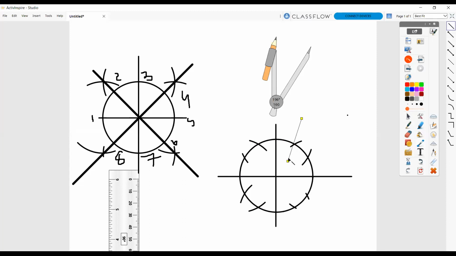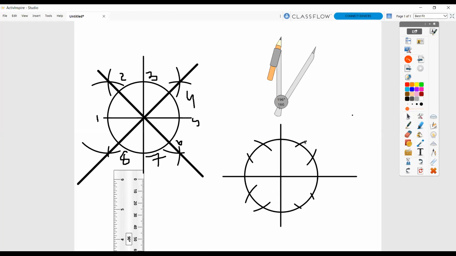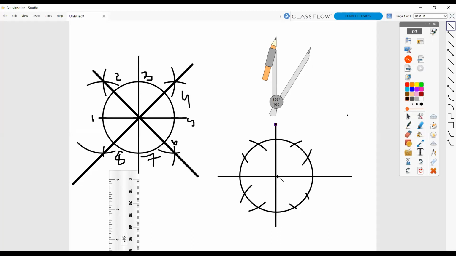This line, the line which is going to pass through this point must pass through the center and must pass through this point. Okay, अगर लाइन जो है वो तीनों पॉइंट को टच कर रही है, that means your drawing is accurate. Okay, so this is the method for making the 12 equal division of circle.